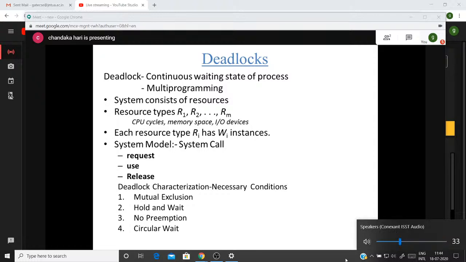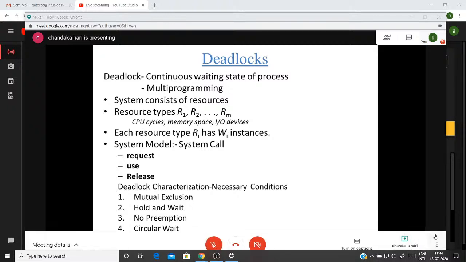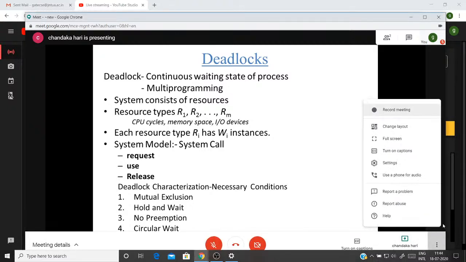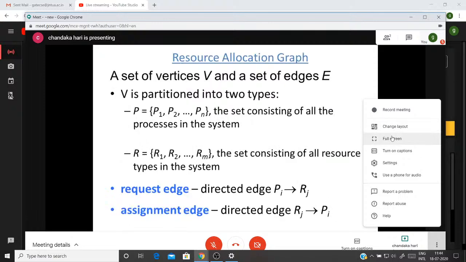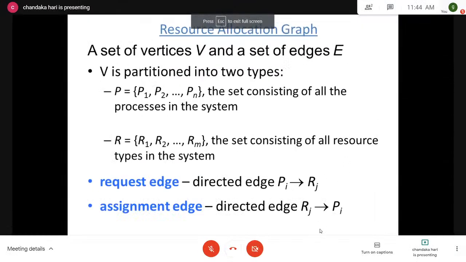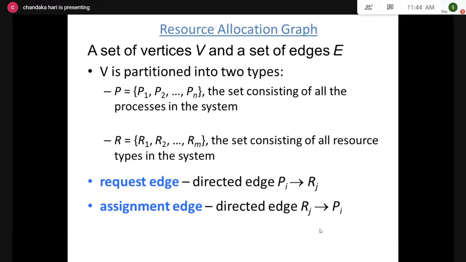Now, how do you explain the deadlock characterization? Okay, we are talking in terms of theory. In order to explain the deadlock characterization in a graphical manner, we'll go for a technique known as a resource allocation graph, RAG. A resource allocation graph is a technique which can be used to describe a deadlock situation.